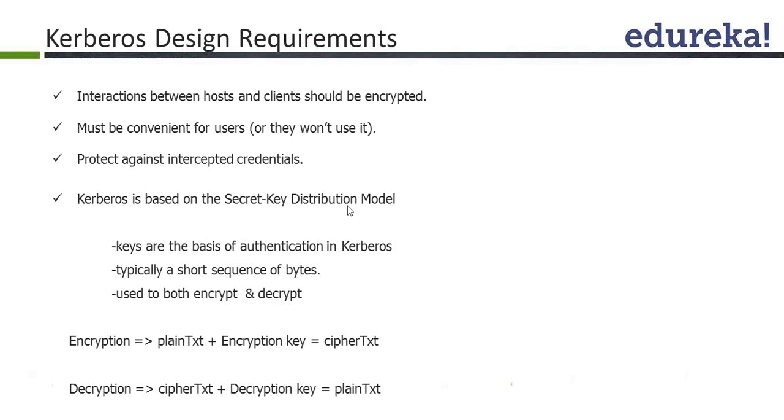It is based on a secret key distribution model. Keys are the basis of authentication in Kerberos, typically a short sequence of bytes used to both encrypt and decrypt. When you look at encryption, plain text plus an encryption key gives you a cipher text. When you want to decrypt, you take the cipher text plus a decryption key, which gives you your plain text. So you are encrypting and sending cipher text on the network rather than sending a password. In the same way, when decrypting, you take your cipher text and a decryption key, and you get the plain text output.